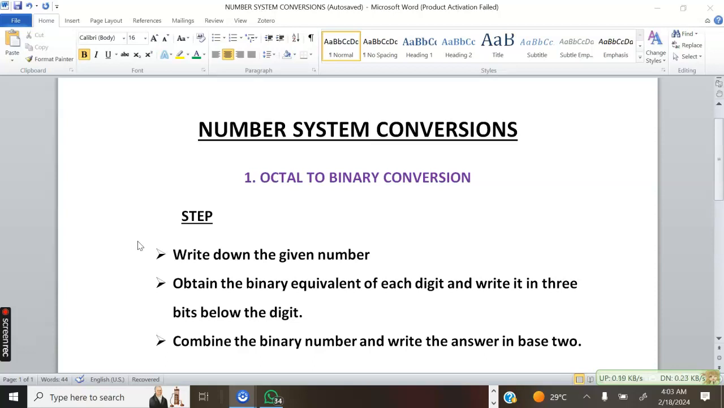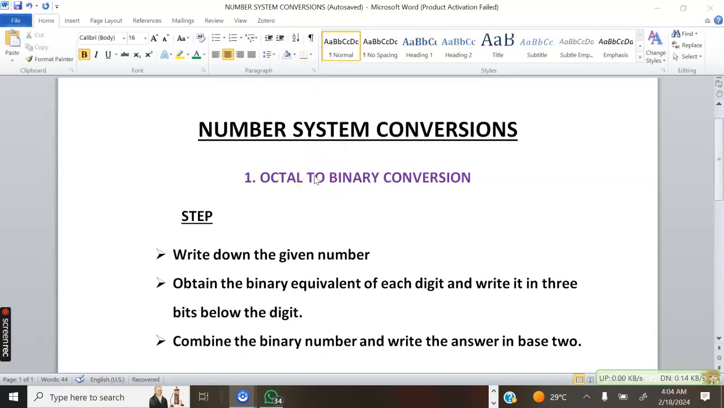So for this particular one, I'm going to take you through how to convert an octal to a binary, and these are the steps. You write down the number, you obtain the binary equivalent of each digit and write it in 3 bits below the digits, and lastly you combine the binary numbers and you write the answer in base 2.